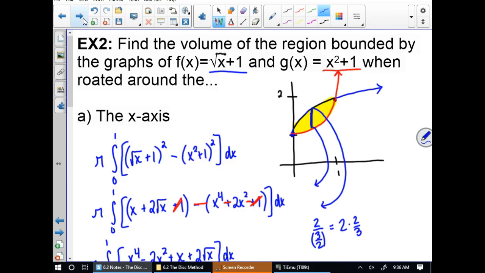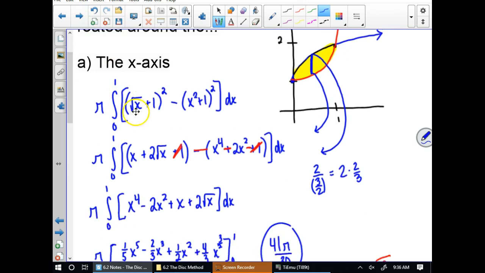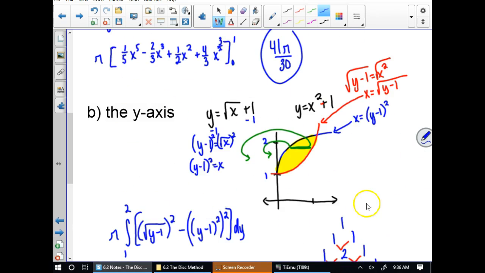So we get the same answer there. It's just that this was a lot harder to do than the other.